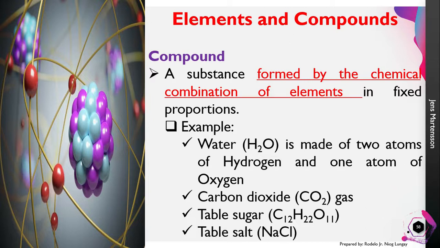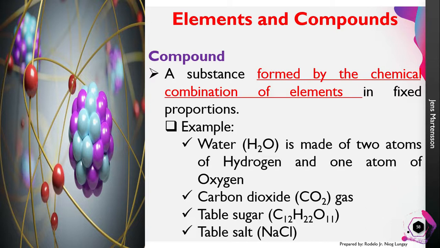Now, what is the difference between a molecule and a compound? A compound is a molecule. However, not all molecules are compounds. A molecule is made up of two or more atoms of the same element or of different elements. A compound is made up of atoms of different elements. So again, for example, the oxygen molecule.